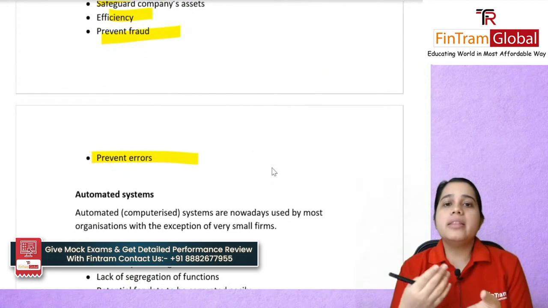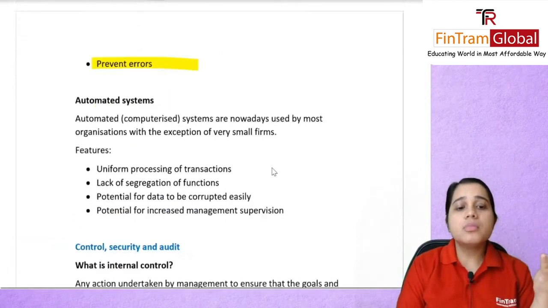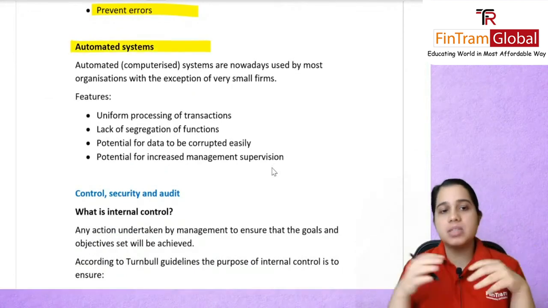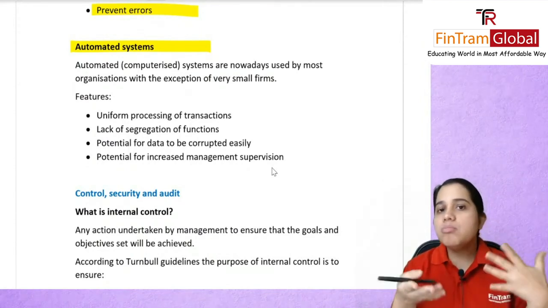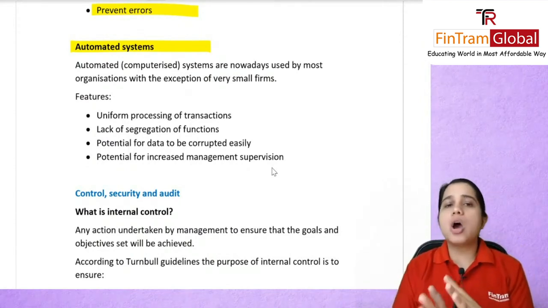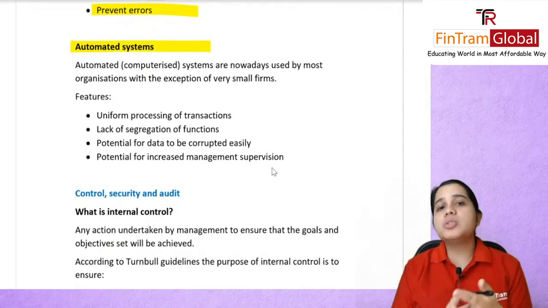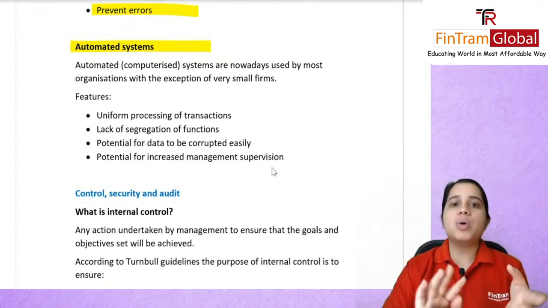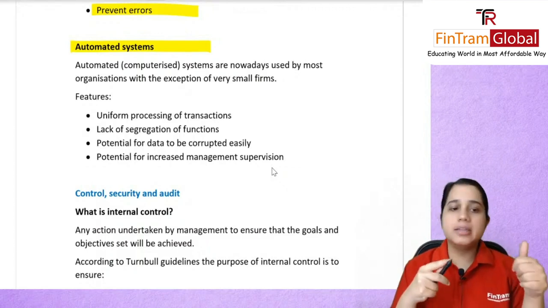Sometimes it could be that they are doing it unintentionally, but you of course want to prevent that from happening too. Then we talked about automated systems. Your automated systems are basically something which most of your organizations nowadays use. Very few, absolutely small, organizations would probably be using a manual system. Even they will have at least one computer to work on.